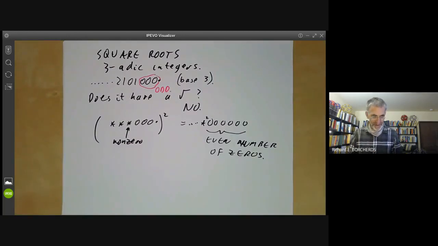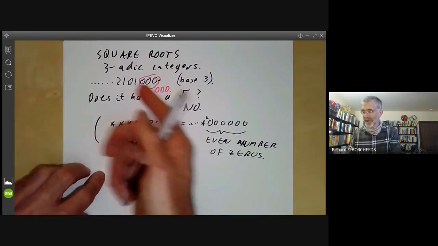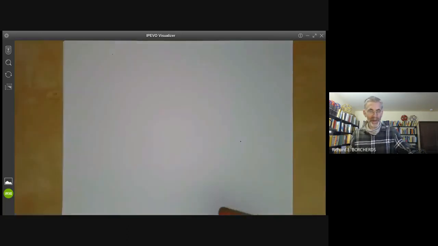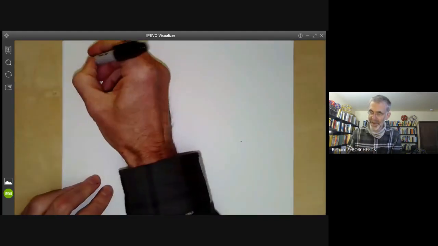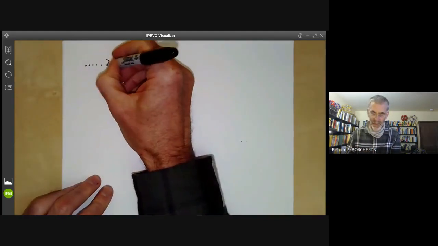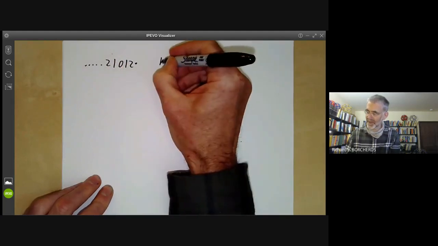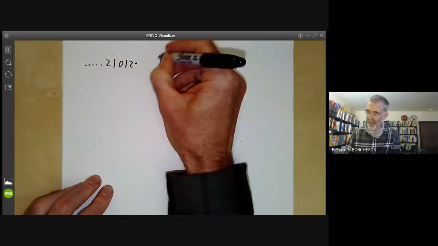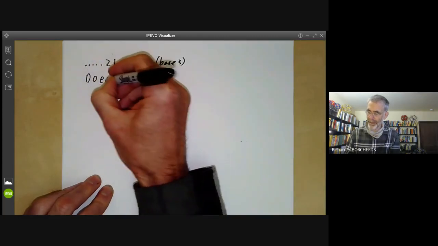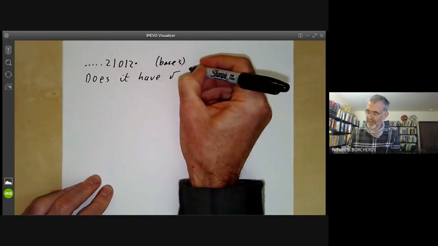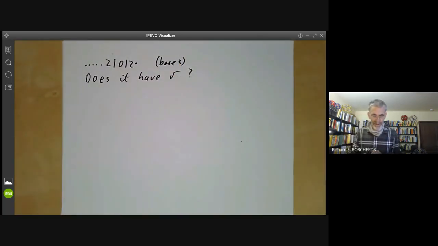Well, what happens if it does have an even number of zeros at the end? Well, if it's got an even number of zeros, you can keep dividing by 3 squared to get no zeros at all at the end. So we may as well look at numbers that just end in something non-zero. So let's look at the number 21012, in base 3, and ask, does it have a square root? And the answer is no.